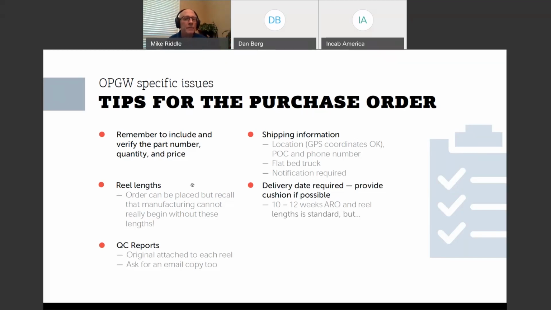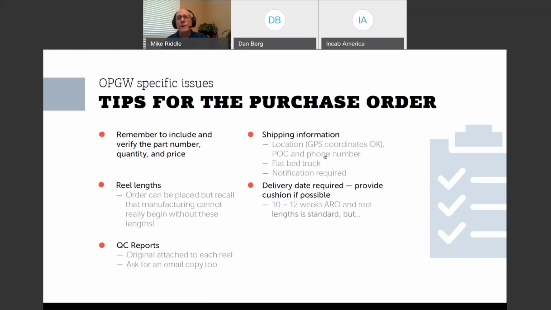Those reel lengths we talked about, that's important. They need to be on there if you can. This is now the year 2020. So each cable is going to go out with a test report on it. Again, every manufacturer is going to do that attached to each and every reel, but it's 2020. You can get an email copy of it or some other electronic version of the test report for reference. You just need to ask. The shipping location needs to be on there and who the point of contact is and their phone number or email or other contact information.